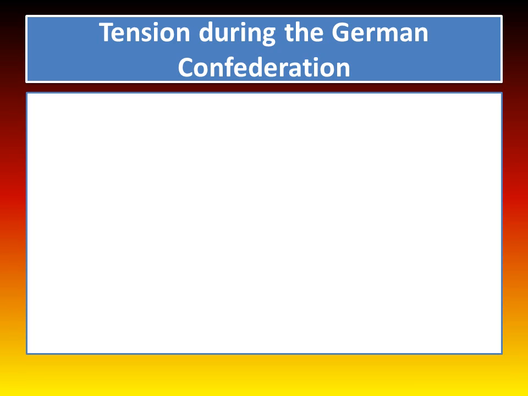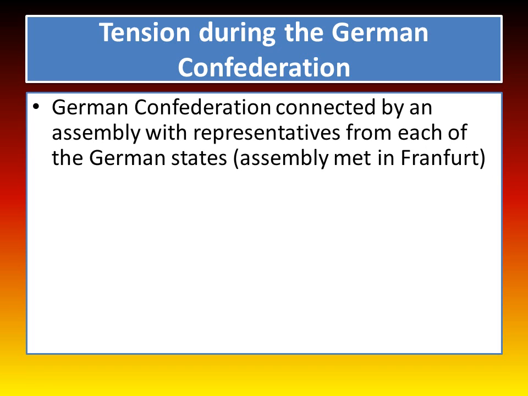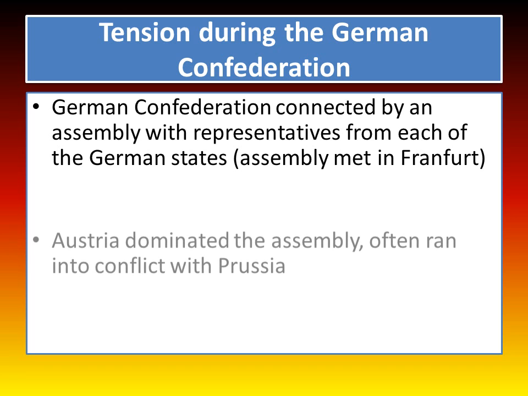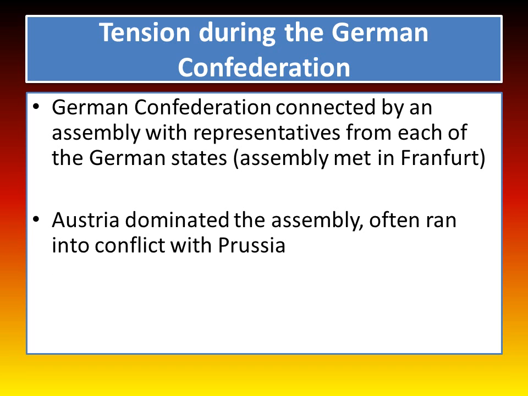There was a lot of tension and headbutting that occurred during the time of the German Confederation. And the German Confederation basically connected the states with an assembly that had representatives from each of the German states. They would meet together in the city of Frankfurt and discuss economic issues. Austria dominated the assembly, and they often ran into conflict with Prussia. Remember, Austria and Prussia were the strongest, the largest, and the wealthiest of all the German states.